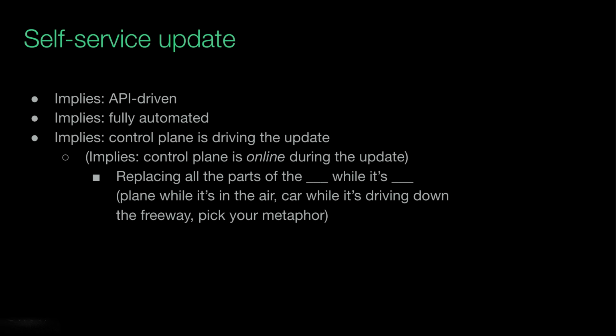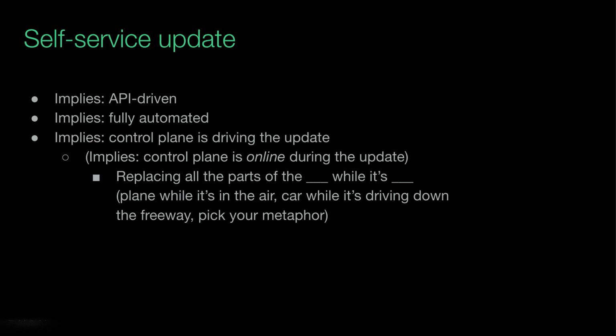So this self-service update process implies a bunch of things about the implementation of upgrade, right? One is that it's API driven. One is that it's fully automated, which means that the control plane is driving the update, which means that the control plane is online for the whole process of the update, which is really hard.